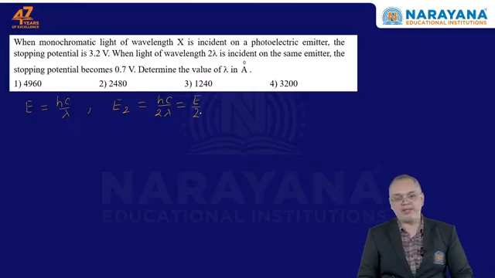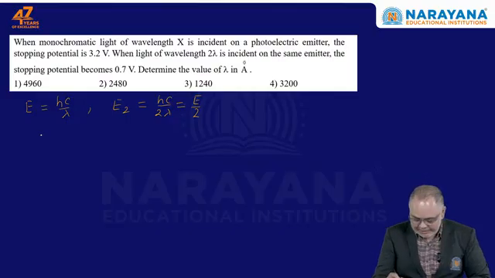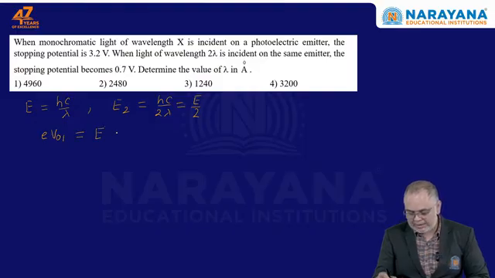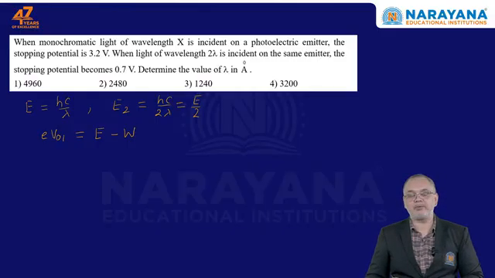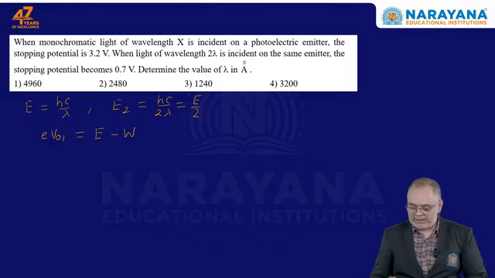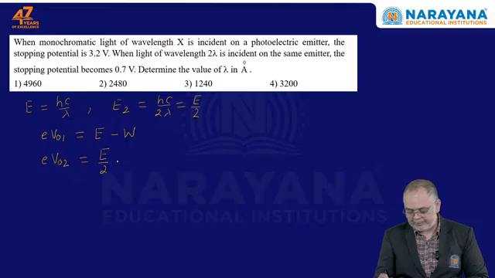So in the first case, we can write the equation for the stopping potential. That is what? I can write here e V naught 1 is equal to E minus W, the work function. So this is the first equation. Now the second equation corresponding to the second energy E by 2. So I can write e V naught 2 is equal to E by 2 minus W.